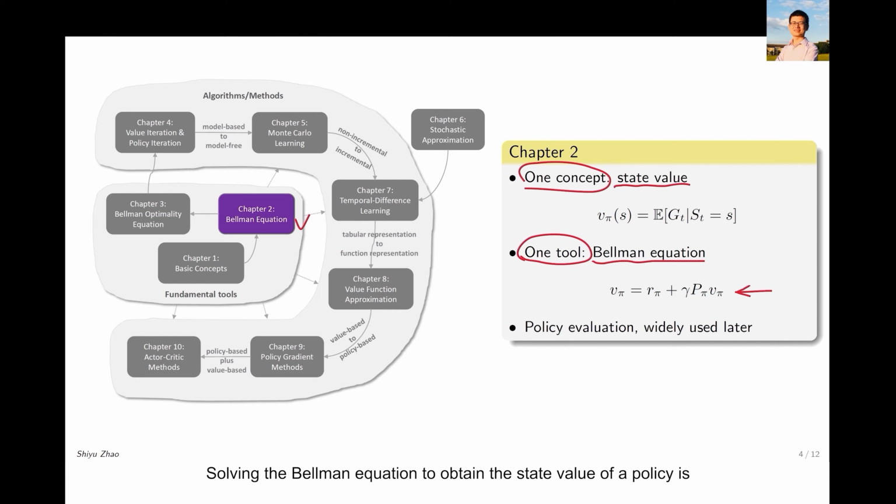Solving the Bellman equation to obtain the state value of a policy is a process known as policy evaluation. Policy evaluation is a fundamental concept in reinforcement learning. Once I have evaluated a policy and obtained its value, I can then improve upon this policy and continue this cycle. Ultimately, we can obtain an optimal policy. Therefore, this concept is very important.